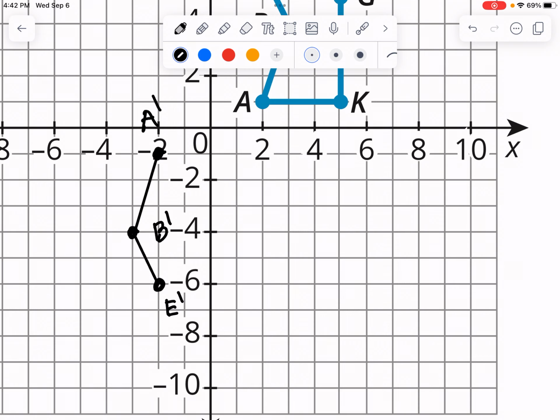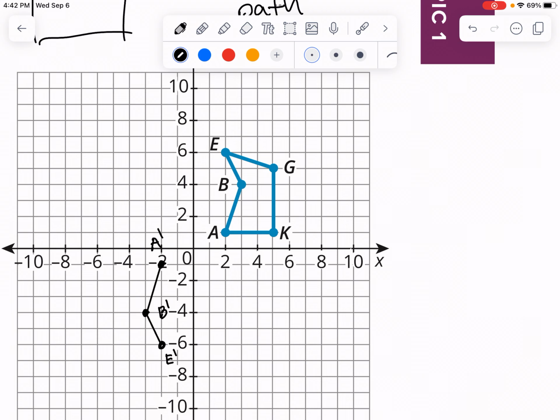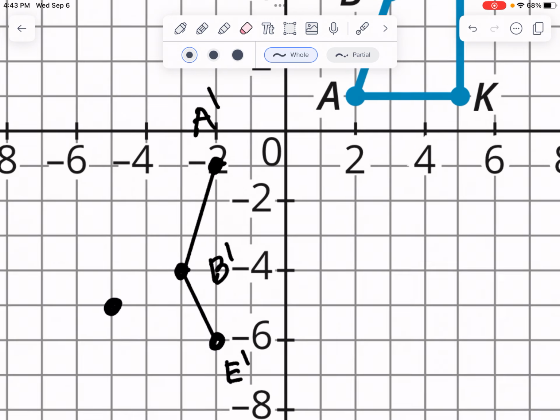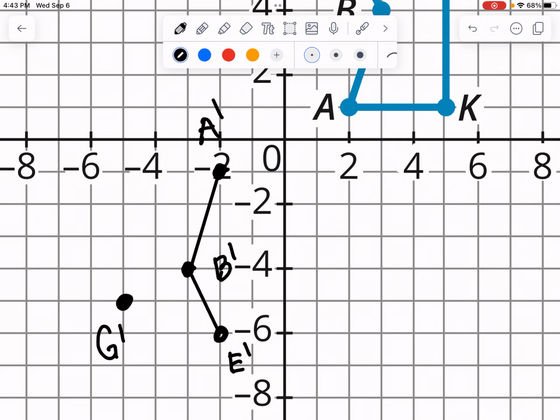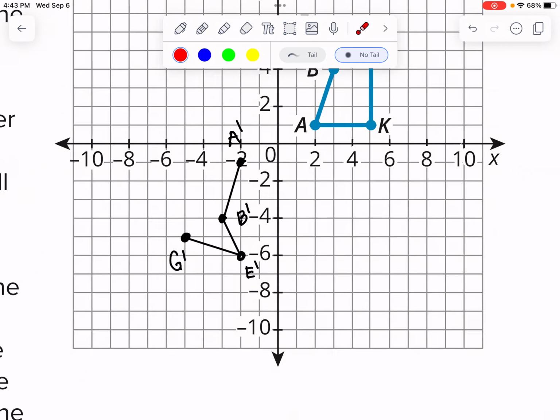So E prime. The next one is G. This looks like we're going over here and then over here. So right and up. All these directions are still right and up. I think right there. All right, so this is G prime. Let me erase this. Let's connect that to E prime. It looks like it is 5 to the left and 5 down, so -5, -5.